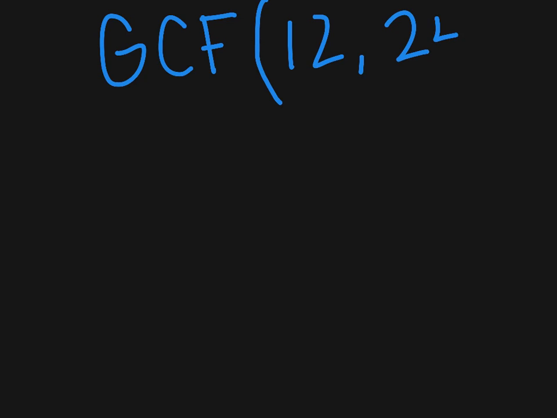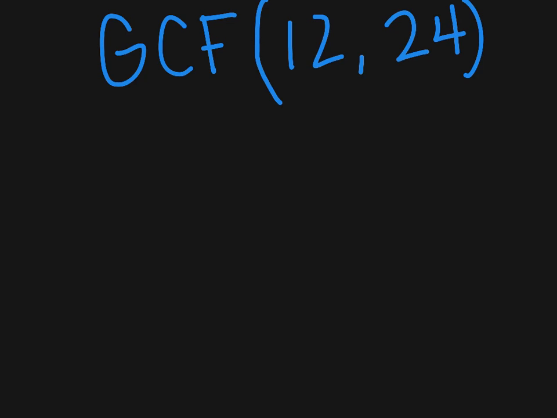In this video, we're going to be exploring how to find the greatest common factor, also known as the GCF. The first thing that you need to do when you're finding the greatest common factor is look at the numbers that you're comparing. You're going to see GCF, parentheses, 12, 24, or whatever two numbers you're exploring.